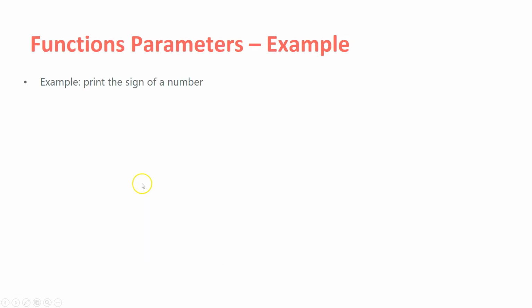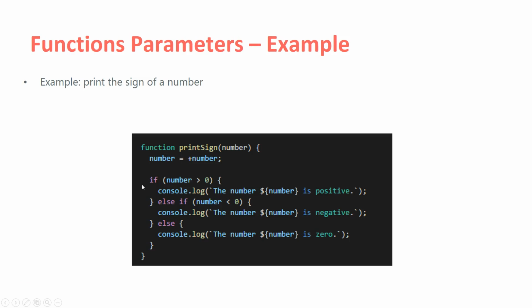Let's see some example with printing the sign of a number. So this is the function that we called in the previous slide. So I'm saying function print sign receiving a number parameter. Then I open and close brackets, and here I keep my body. First, I'm casting or converting, parsing as well my number, which could be string, to integer. And then I check if it's bigger than 0, if it's less than 0, or else if it's 0.